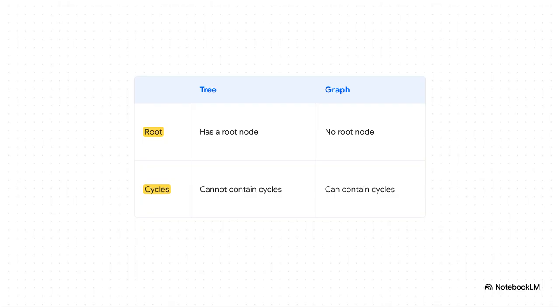So a common question is, how is a tree different from something called a graph? It really comes down to 2 big things. A tree is a strict hierarchy.